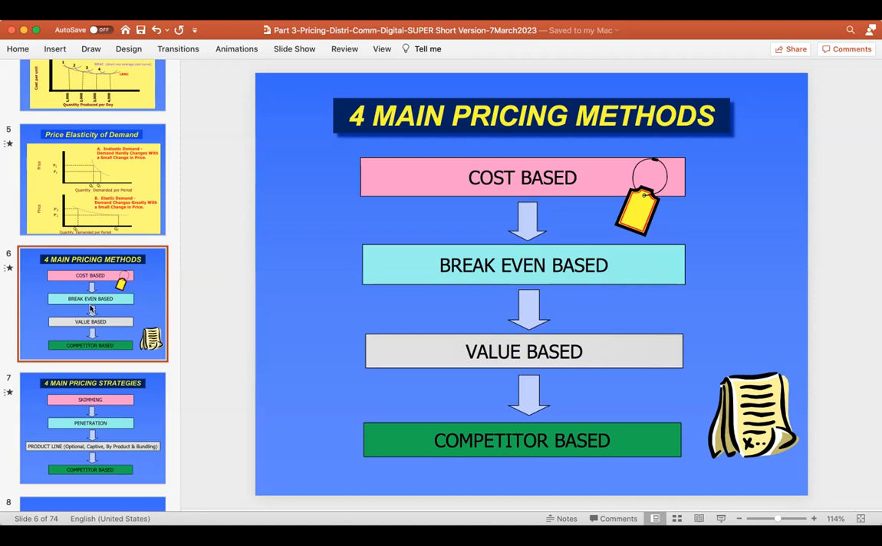The value-based is the more marketing style. So cost-based is accounting, break-even is finance, and value-based is definitely marketing. The price you're going to sell the product for, at least that's what marketers believe, should not really be based on the cost. It should be based on what people perceive that it's worth.